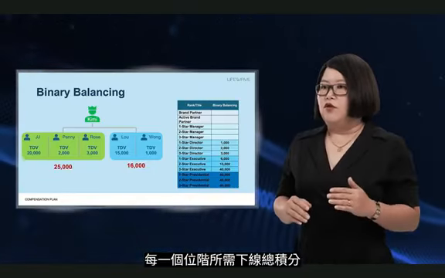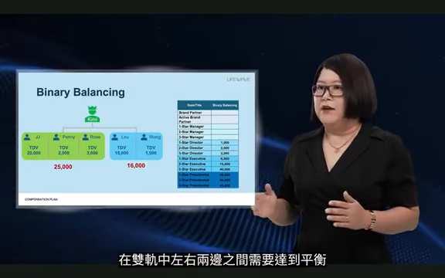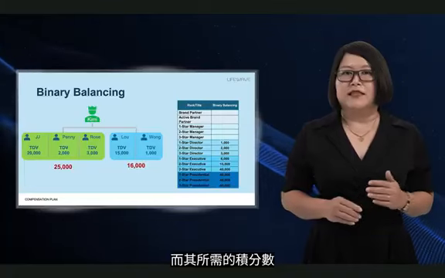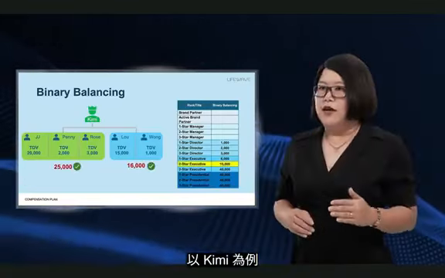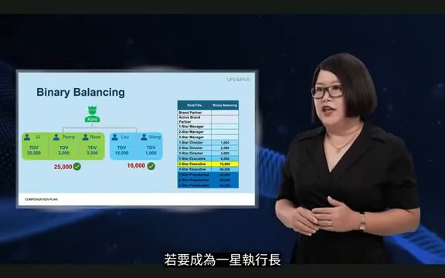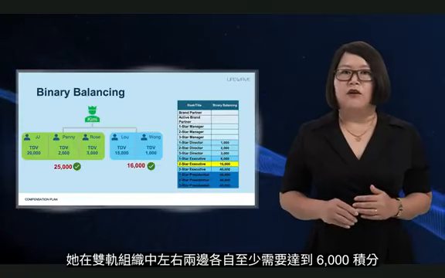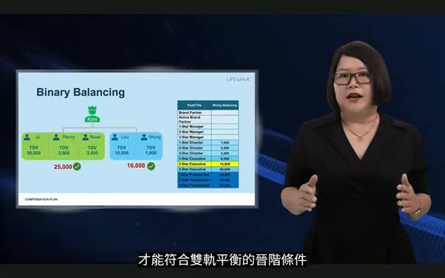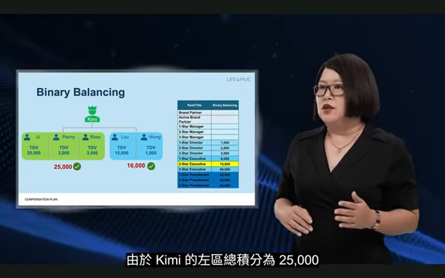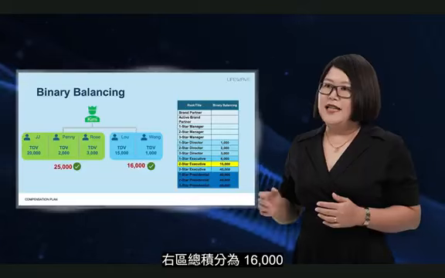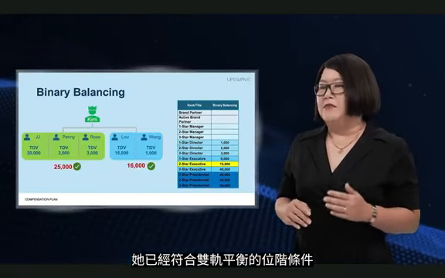The amount of enrollment tree total downline volume needed to be balanced between the left and right binary lake at each rank matches the same volume amount required for the outside largest lake volume. So, in Kimi's case, as a 1-star executive, she will require at least 6,000 volume on each side of her binary tree to meet the balanced binary lake requirement for rank advancement. Since she has 25,000 total volume on her left and 16,000 total volume on her right, Kimi has met the requirement for balanced binary lakes.